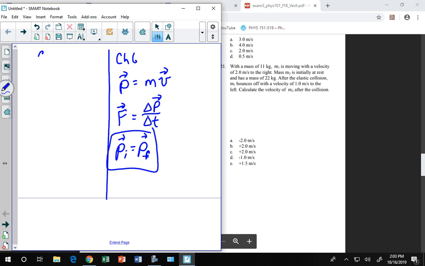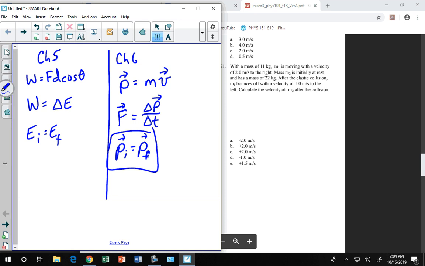Chapter 5 again, just calculating work. Work is F d cosine theta. Showing that work causes a change in energy, and then doing the conservation of energy, E initial equals E final. Those are the big major topics from chapters 5 and 6. Work energy theorem, conservation of energy, momentum, Newton's second law, that's F equals delta p over delta t, and then conservation of momentum, elastic and inelastic collisions.